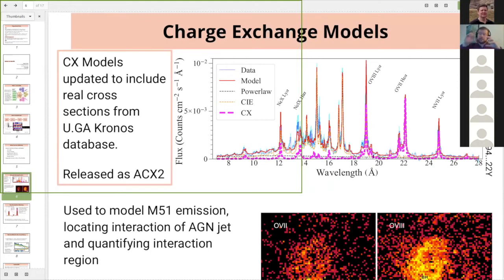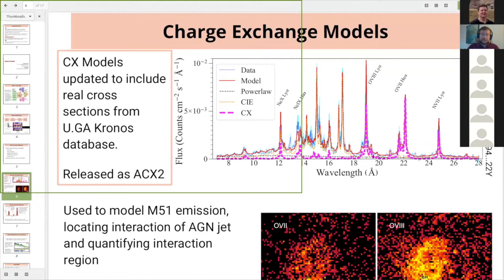electron into the ion, which is captured into a highly excited state and works its way down to the ground, giving off a distinctive set of photons on its way, because it's captured into a state which is rarely excited by collisional excitation. Previously, we just used empirical formulae for these. Now we have the actual velocity-dependent cross sections from the Chronos database for the bare, hydrogen-like, and some helium-like ions.